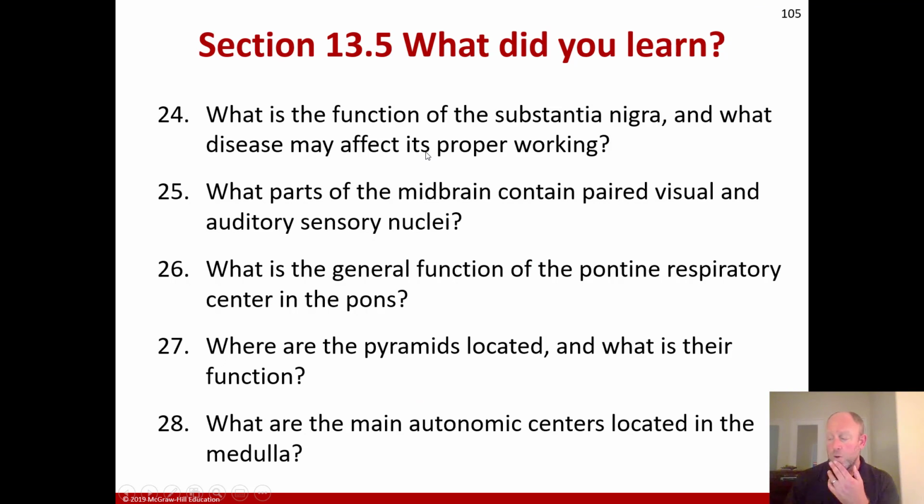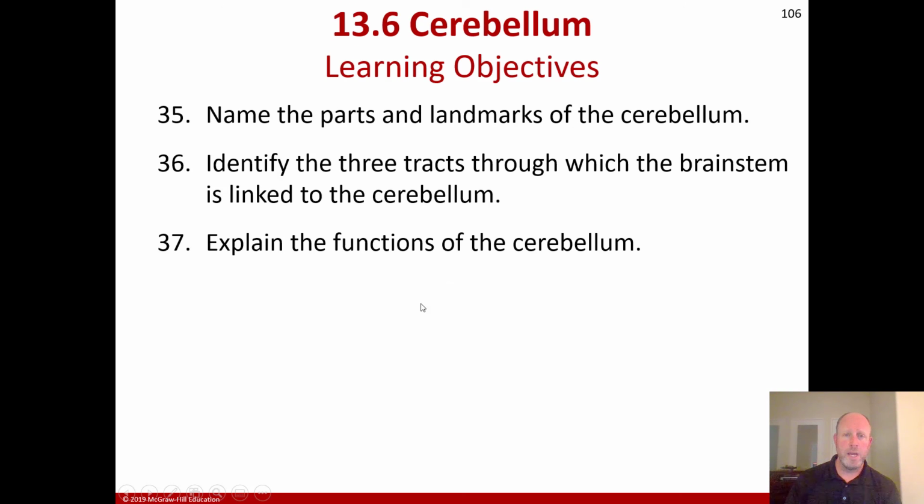So what did you learn? What's the function of the substantia nigra and what disease may affect its proper working? What parts of the midbrain contain paired visual and auditory sensory nuclei? What's the general function of the pontine respiratory center of the pons? Where are the pyramids located and what's their function? And what are the main autonomic centers located in the medulla? We'll come back to the cerebellum in section 6 shortly.